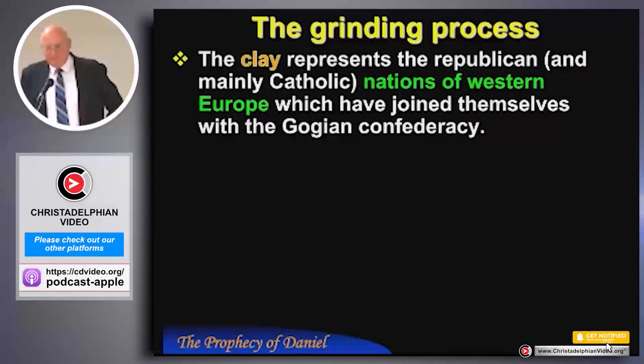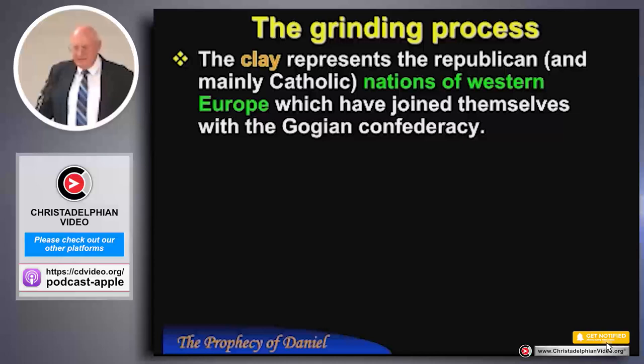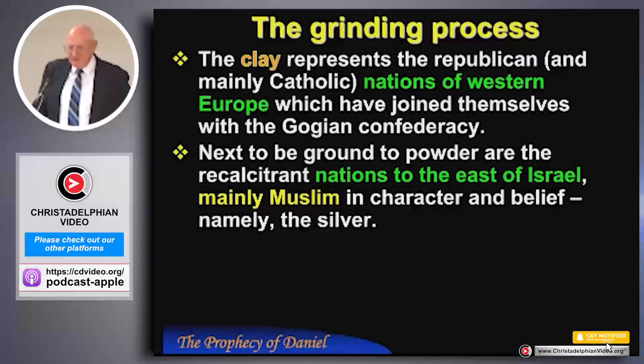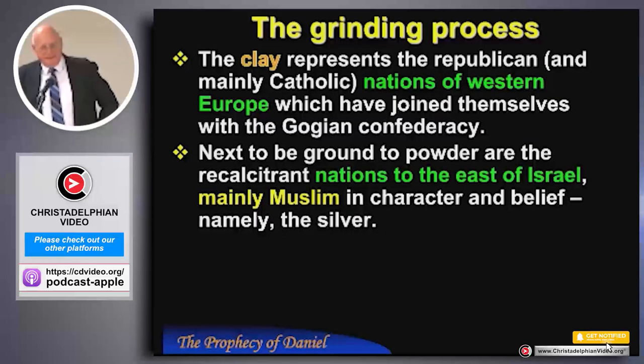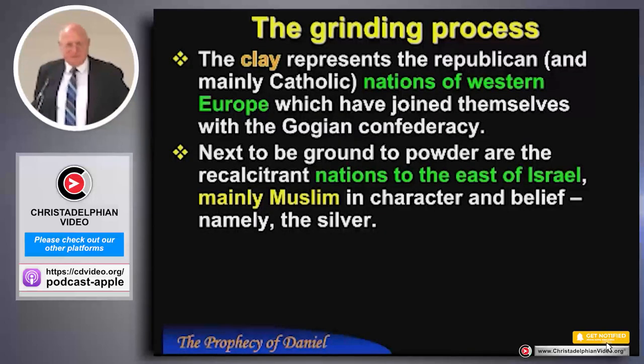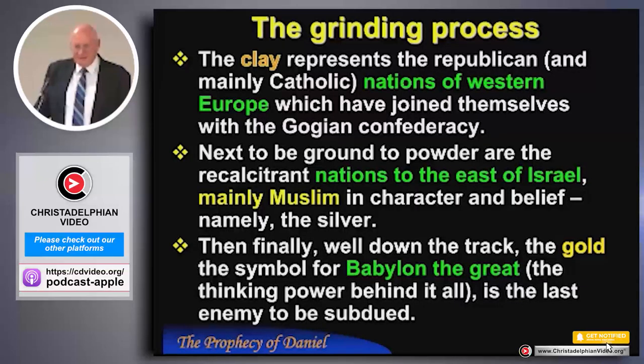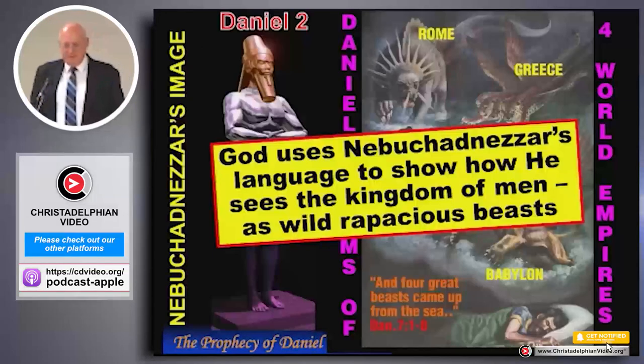The clay represents the Republican and mainly Catholic nations of Western Europe, which have joined themselves with the Gogian Confederacy. Next to be ground to powder are the recalcitrant nations to the east of Israel, mainly Muslim, as we said, in character and belief, namely the silver. Then finally, well down the track, the gold, the symbol for Babylon the Great, the thinking power behind it all, is the last enemy to be subdued.